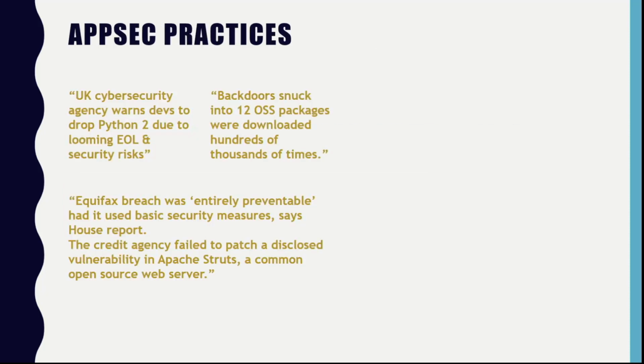Now there are things called AppSec practices. We have probably heard about the Equifax breach that happened in the US, where a lot of data was lost, and they're still paying a fairly large amount in compensation. Why? Because they didn't update Apache Struts, a library which was vulnerable. That's the consequence of that. There's also a cybersecurity warning to drop Python 2, because sometimes we don't look at the currency of our frameworks and platforms. So that comes into the picture as well.